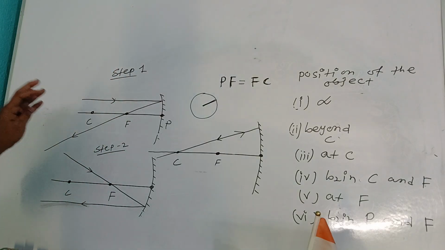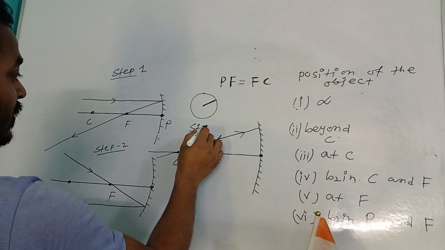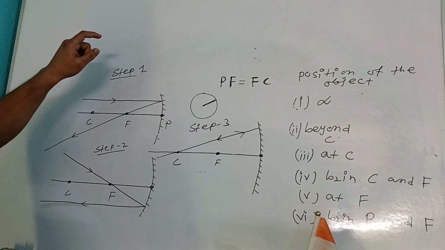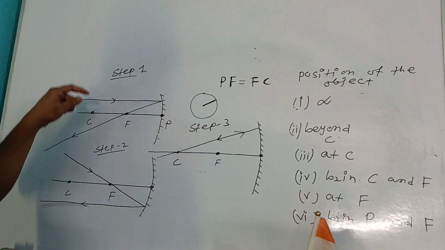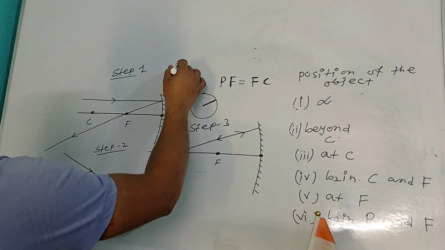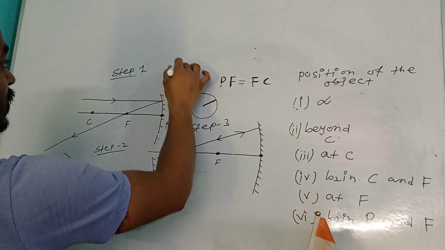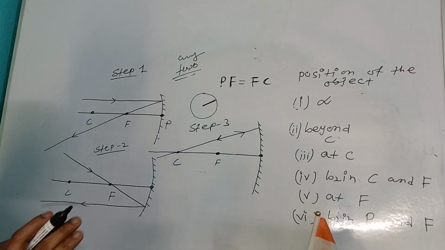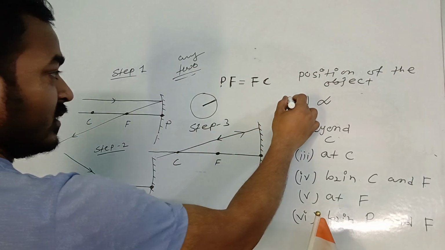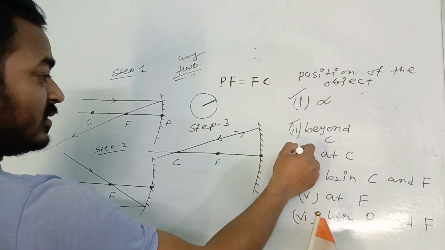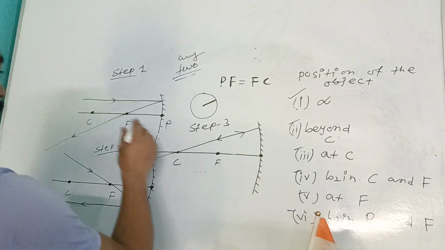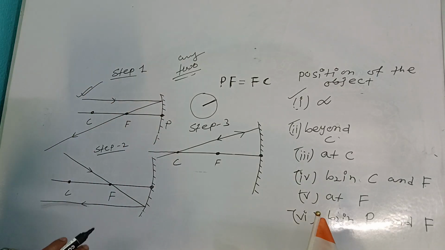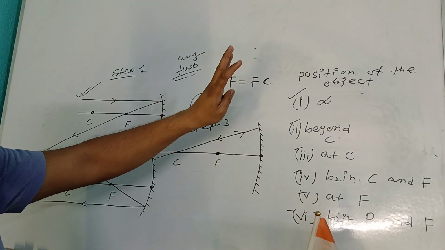Is it clear? This is another step, step 3. So there is no order. You can write this as step 1, step 2, step 3, or any order. Mainly, any two you have to adopt to draw the ray diagram. But for the first 5, this one is common. Which one is common? Step 1 is common for all the ray diagrams.